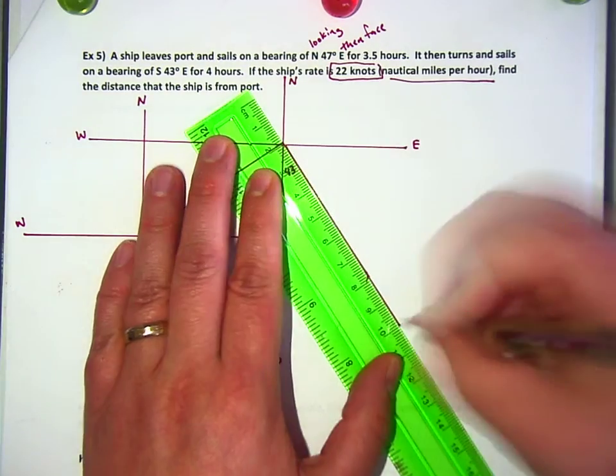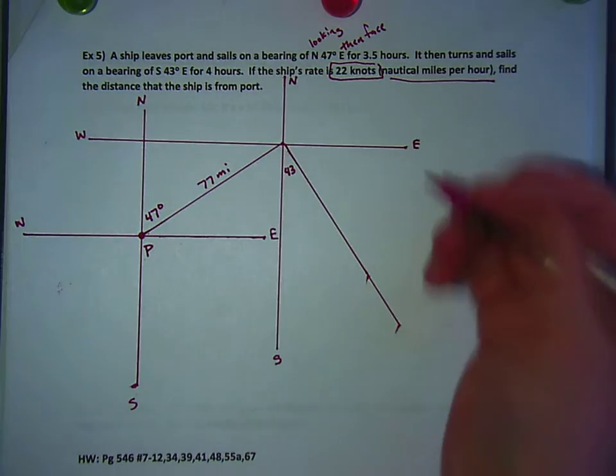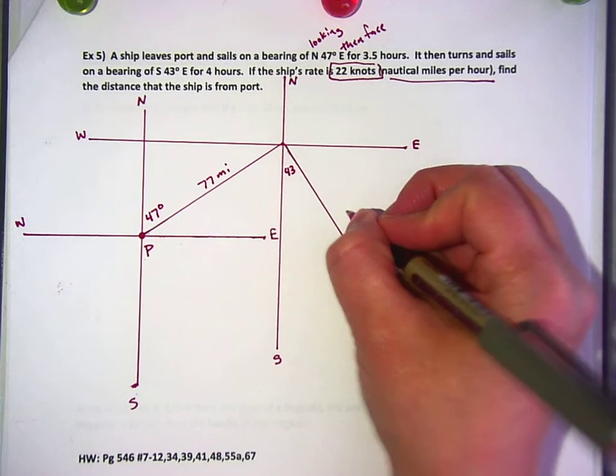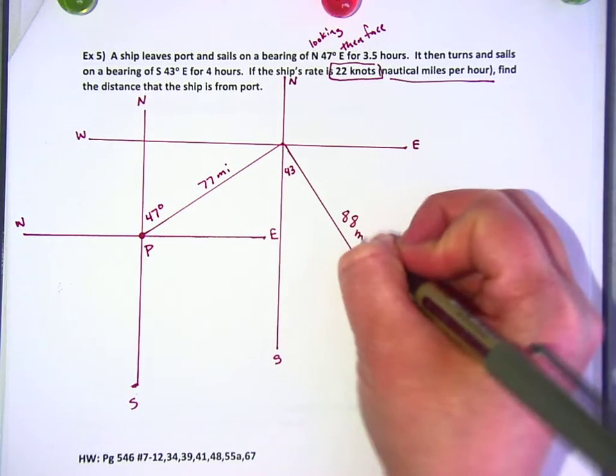I hear you doing it. Tell me what it is. What? 22 times 4 is 88. Oh, shame on you. Shame on me for asking.